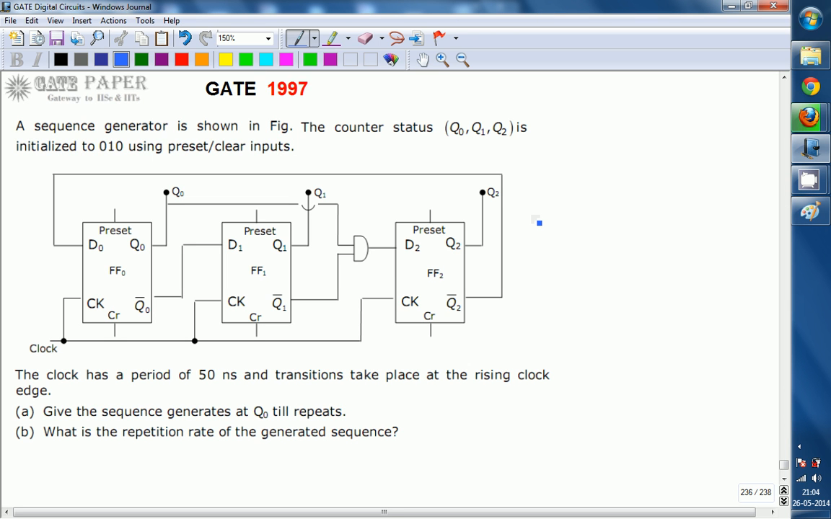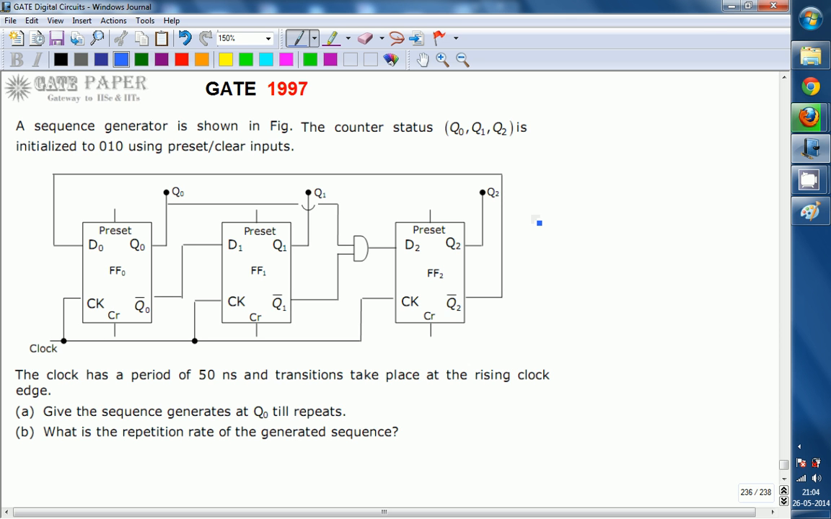Hello, we are discussing the GATE 1997 ECE paper, and this question is related to digital circuits. Look at the circuit diagram. The circuit diagram is related to a sequence generator, and the counter status Q0, Q1, Q2 is initialized to 0, 1, 0 using preset or clear inputs. The clock has a period of 50 nanoseconds, and transitions take place at the rising clock edge.